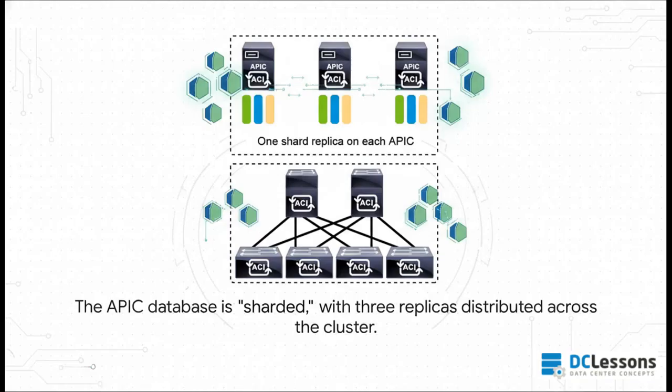Okay, that's physical redundancy. But what about the data inside the APIC? ACI protects that too, using a clever technique called sharding. Imagine you have a giant jigsaw puzzle. Instead of keeping all the pieces in one box, you split them into 3 different boxes, and you make a copy of each piece for each box. That's pretty much what sharding does. It breaks the configuration database into pieces, or shards, and makes 3 copies of each piece, spreading them across the APIC cluster. So even if you lose an entire APIC appliance, you don't lose a single piece of your puzzle. The network just keeps on humming without a hitch.